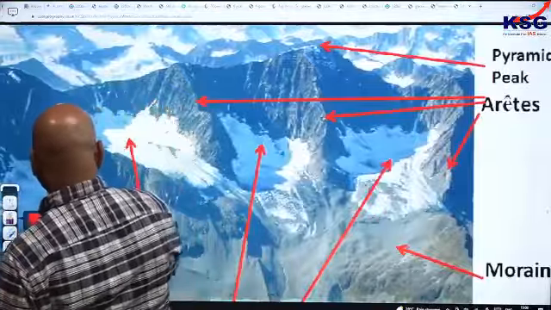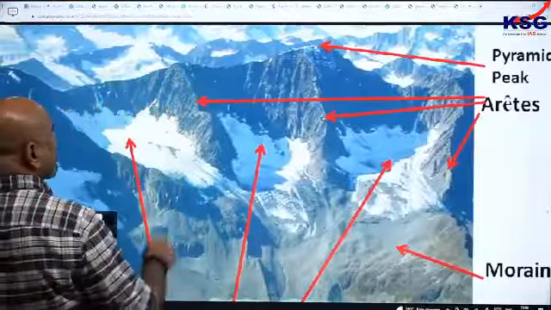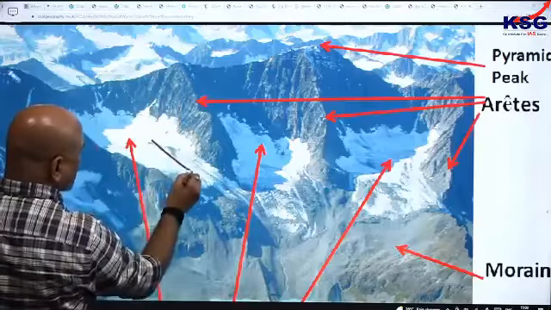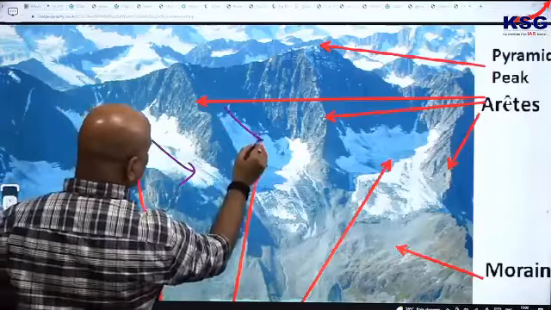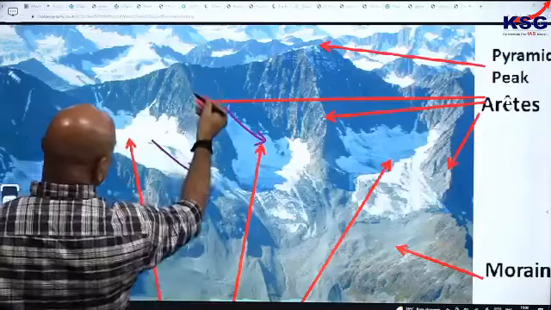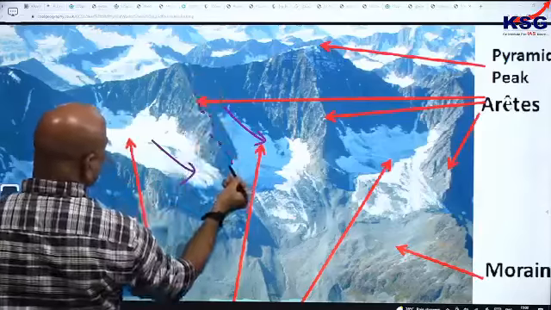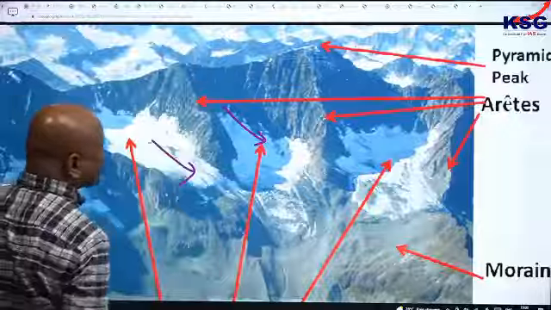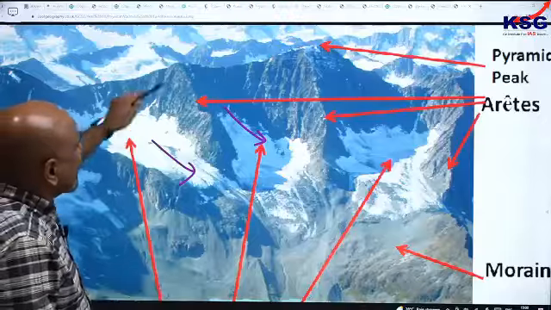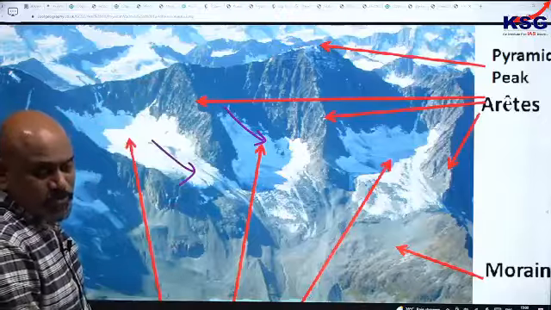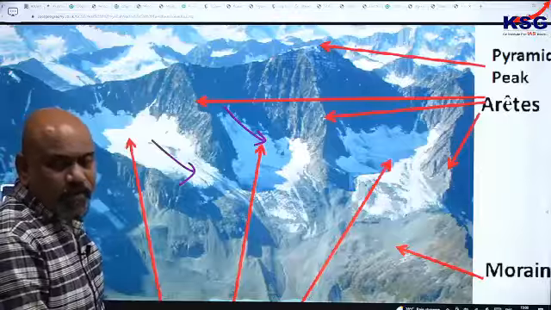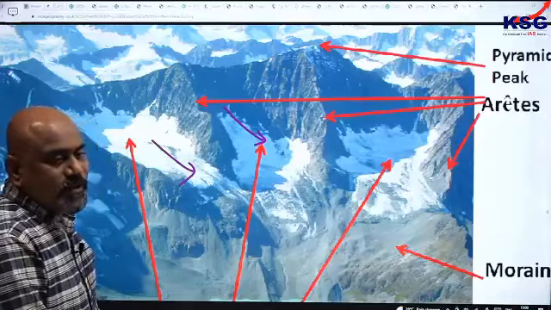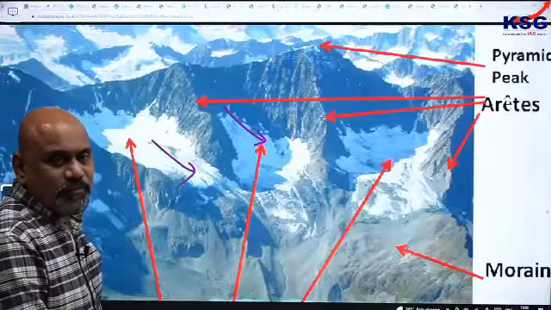Can you look at this carefully? Here you see, this is one glacier, this is one glacier. Between the two glaciers, where they meet, this region, as you see, is a sharp edge, a sawtooth like area. This is called an arete.